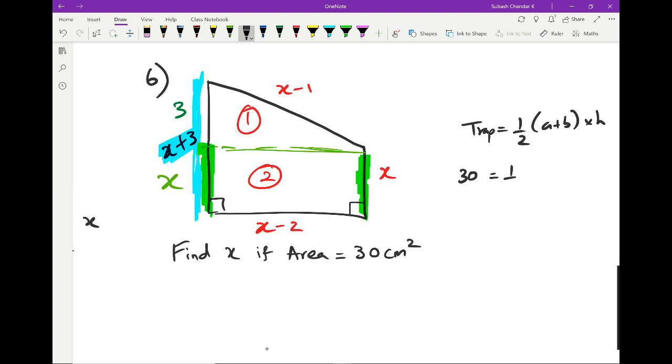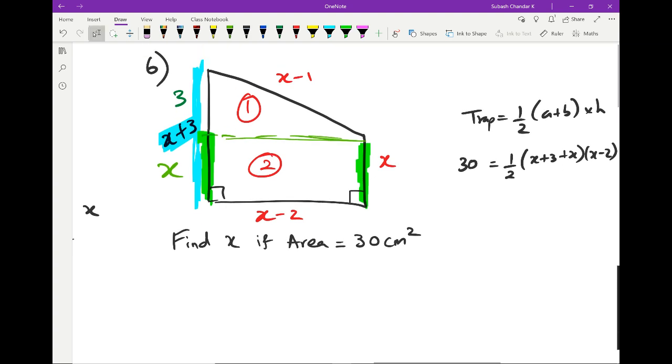Where 30 is the area, half, and then a and b are the two parallel sides. So in this case, it's going to be x plus 3 plus x, and then the height is going to be x minus 2. So that's one way of doing this equation.